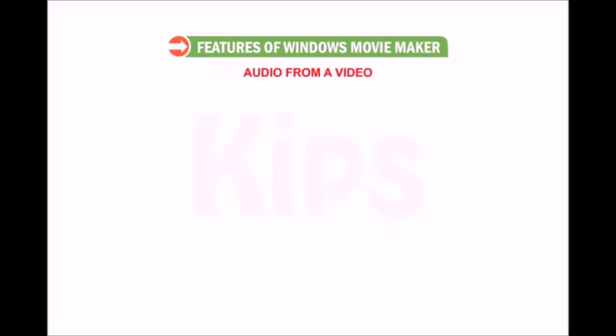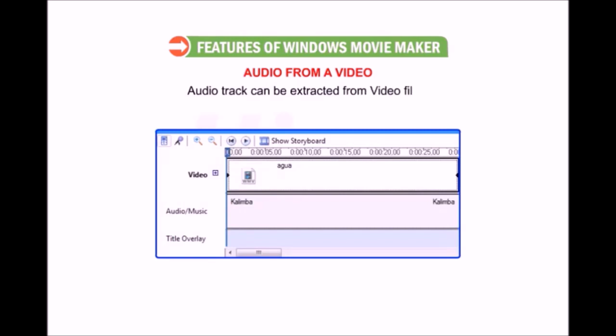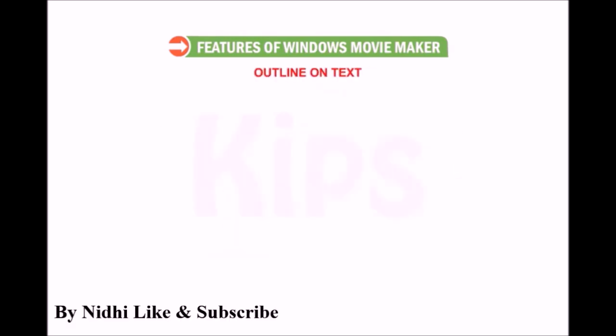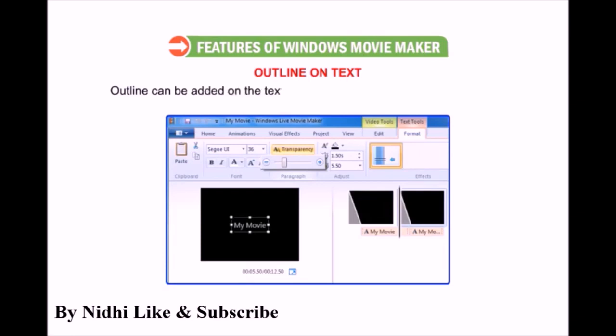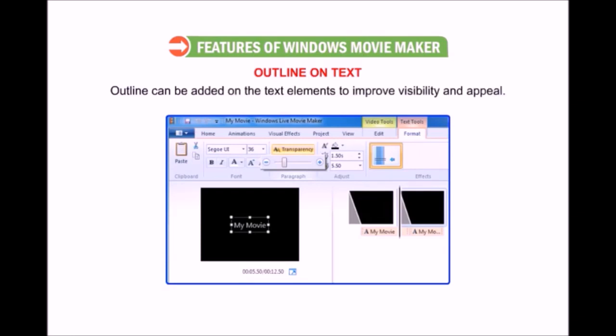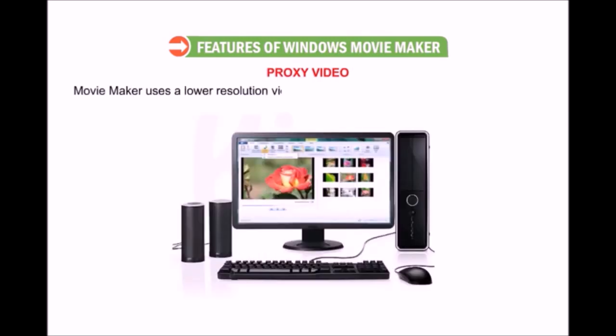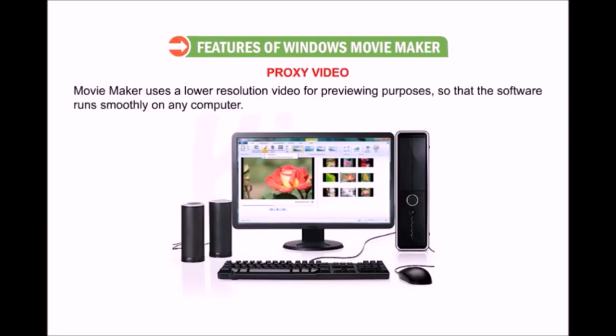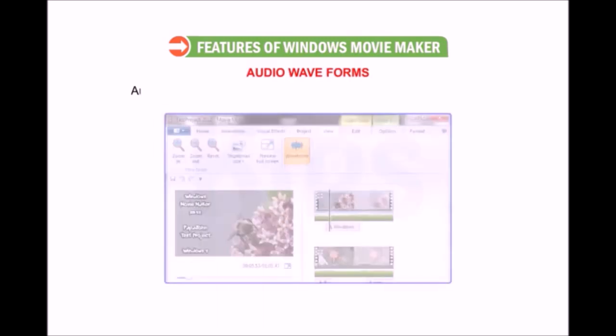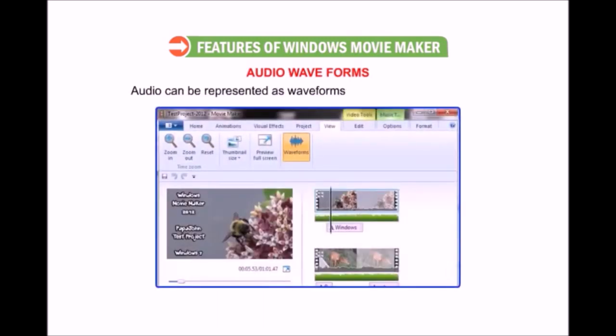Audio from a video. Audio track can be extracted from video files. Outline on text. Outline can be added on the text elements to improve visibility and appeal. You can also modify the outline color and size as per your requirement. Proxy video. Movie Maker uses a lower resolution video for previewing purposes so that the software runs smoothly on any computer. Audio waveforms. Audio can be represented as waveforms in Windows Movie Maker. This helps to locate the audio files easily in a project.